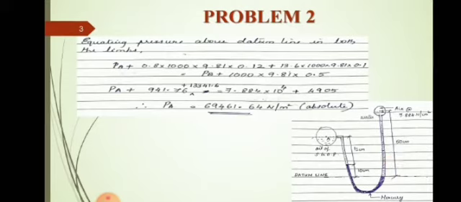So in the right limb, PB plus, since it is water, the density is 1000 into 9.81 into 50 centimeter converted to meters, 0.5. So here PA is what you have to find out. PB value is given as 7.844 into 10 raised to 4 Newton per centimeter, 7.884 Newton per centimeter square. It is converted to Newton per meter square by multiplying it with 10 raised to 4.